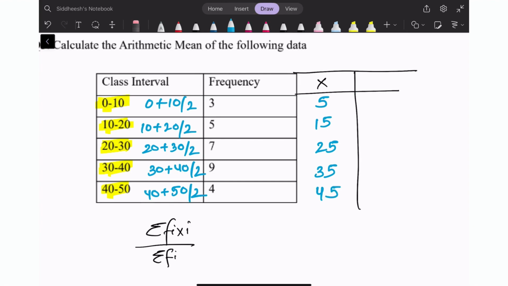As per the formula, we need to find fi xi. Just a simple thing: this is your f. So fi into xi, 3 into 5, that is 15.